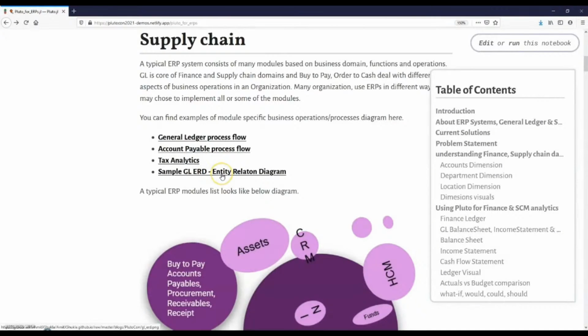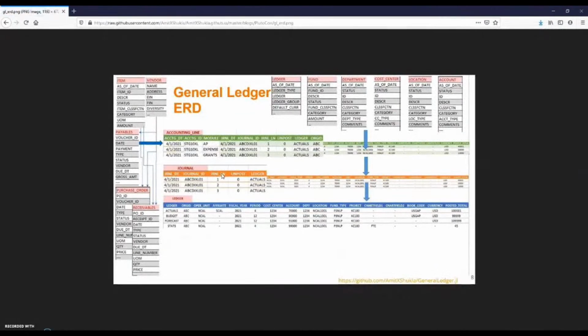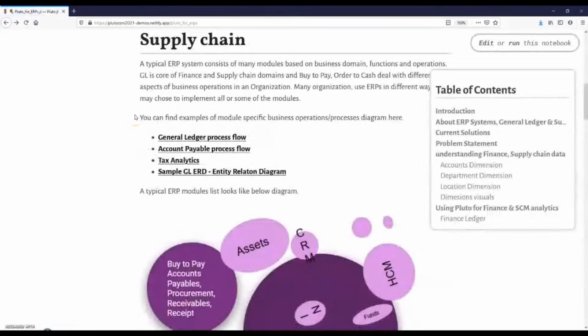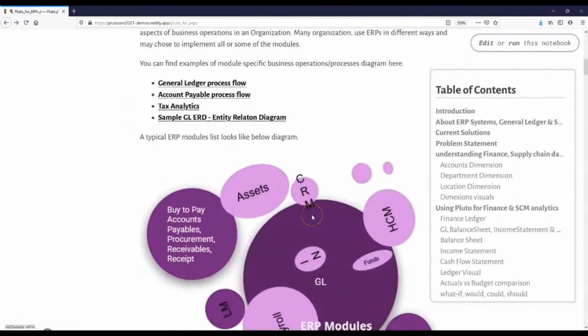Also, let me share one more diagram for you. This is an ERD diagram, that means entity relationship diagram. Most of the ERP systems use structured databases, like for example Oracle or many RDBMS, because the data is highly structured in the format of tables. Again, this is a very typical example. Depending on your business process and your organization, it may look very, very different. But in a nutshell, you have accounting lines, those flow to the journal, and eventually get posted to the ledger. So the journal and ledger sit at the core of your business organization.